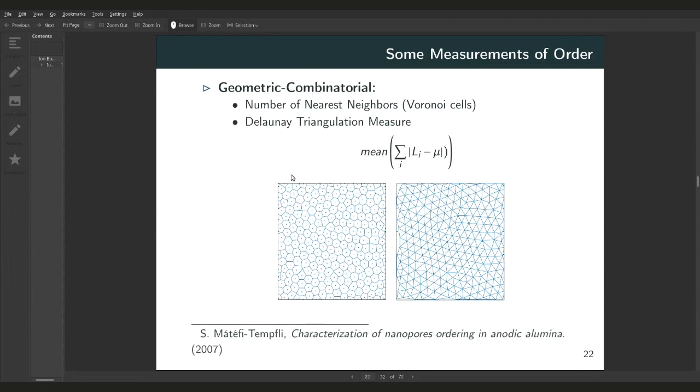So I've been drawing the Delaunay triangulation and the Voronoi regions on these examples. What if we use those to measure order? We can count the number of nearest neighbors, for example, or build a measure out of the edges in my Delaunay triangulation. This does capture some of the defects that we're after.